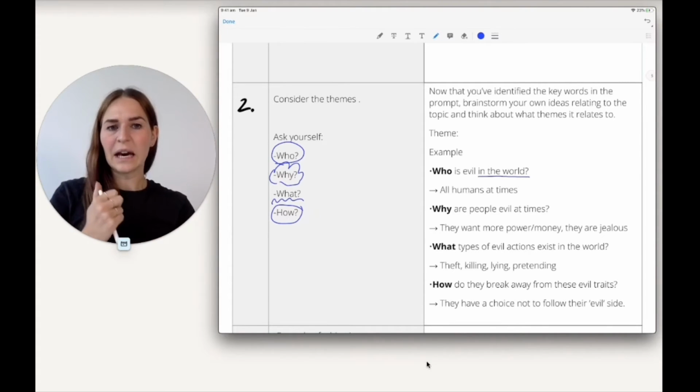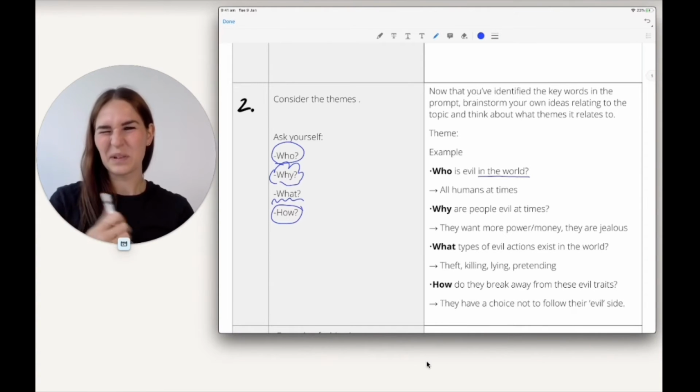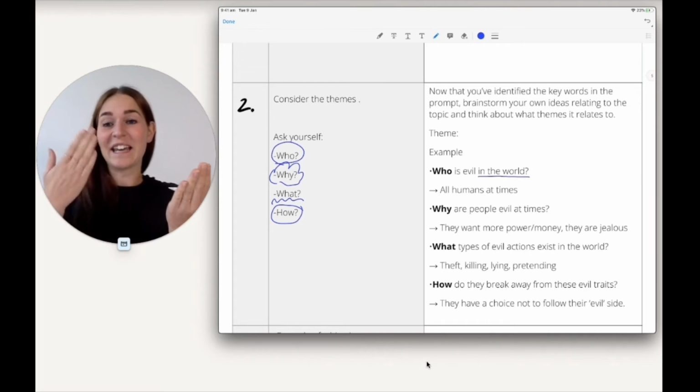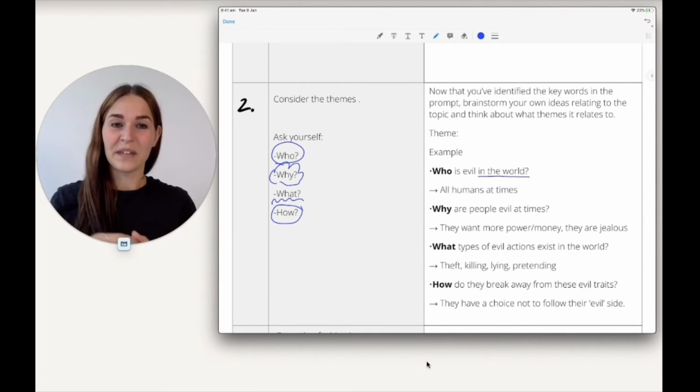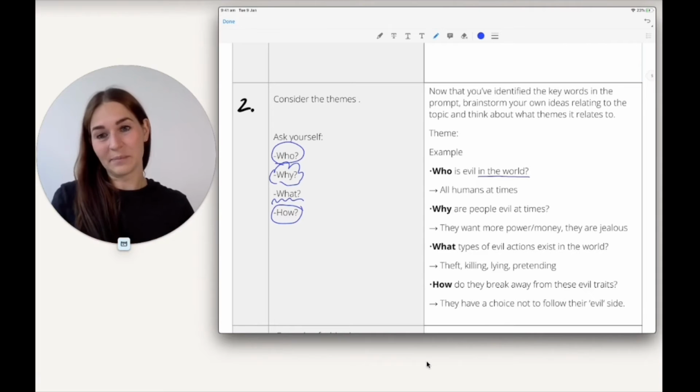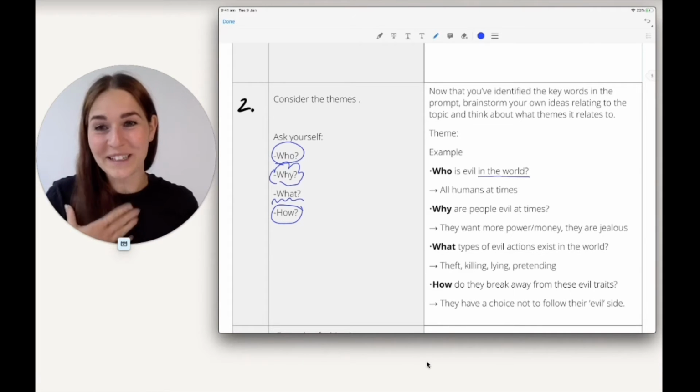Okay, now who is evil in the world? All humans at times, right? Because all humans have a good side and a bad side. And it always depends on which side we choose. But all humans at times are evil, including myself.